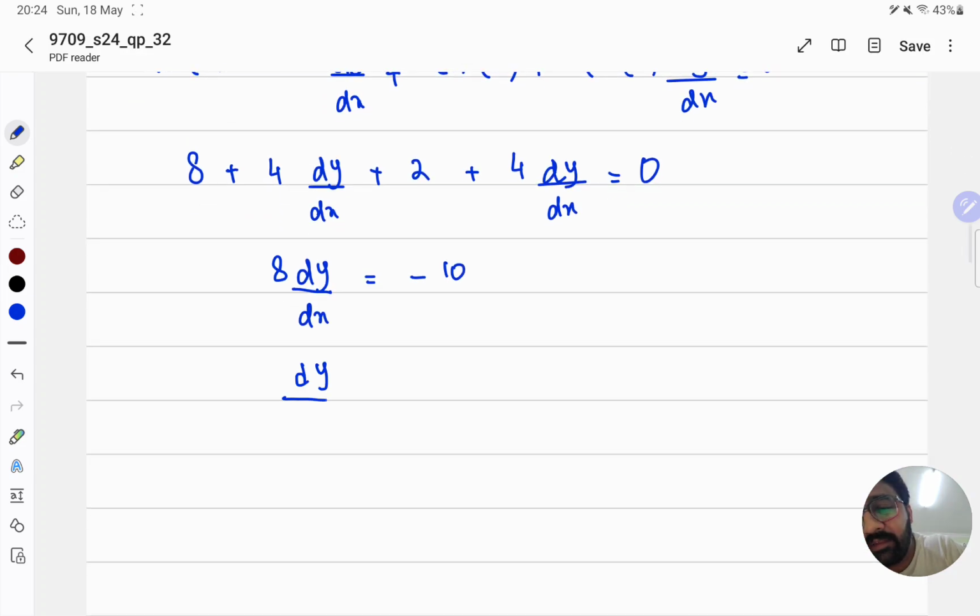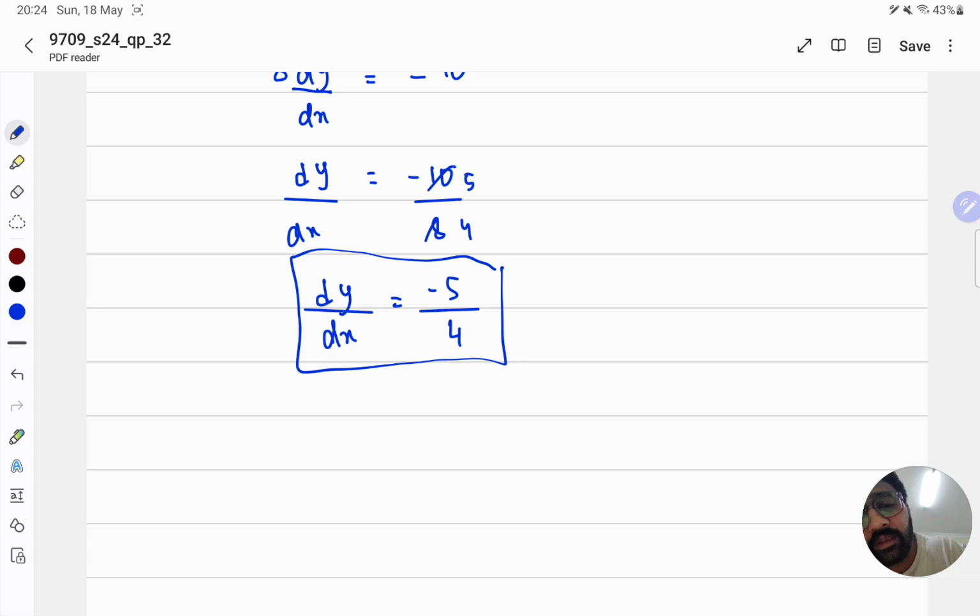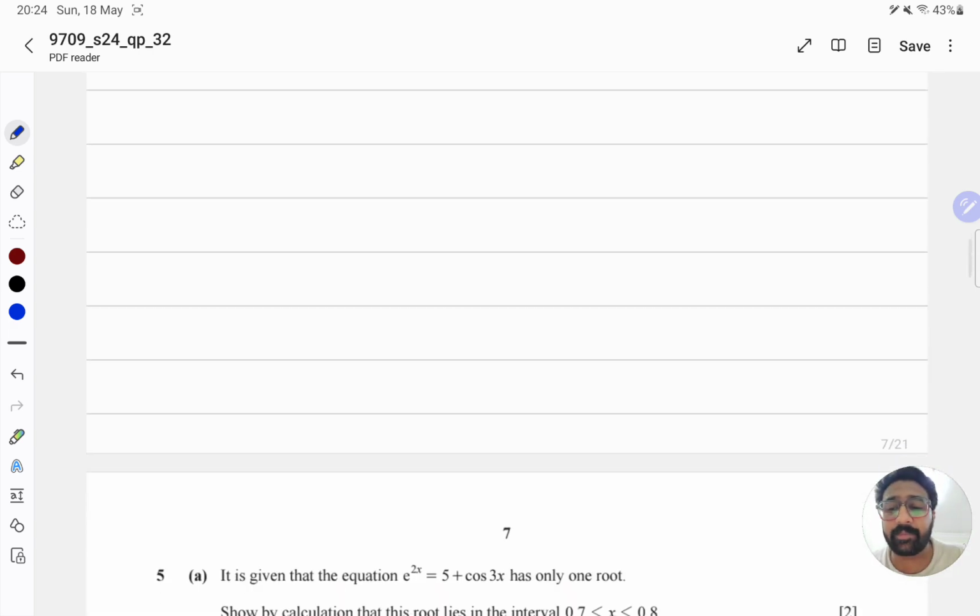So dy by dx will be equal to minus 10 divided by 8. So if I simplify, it will be minus 5 by 4. So the gradient will be minus 5 divided by 4. Let's move to the next question.